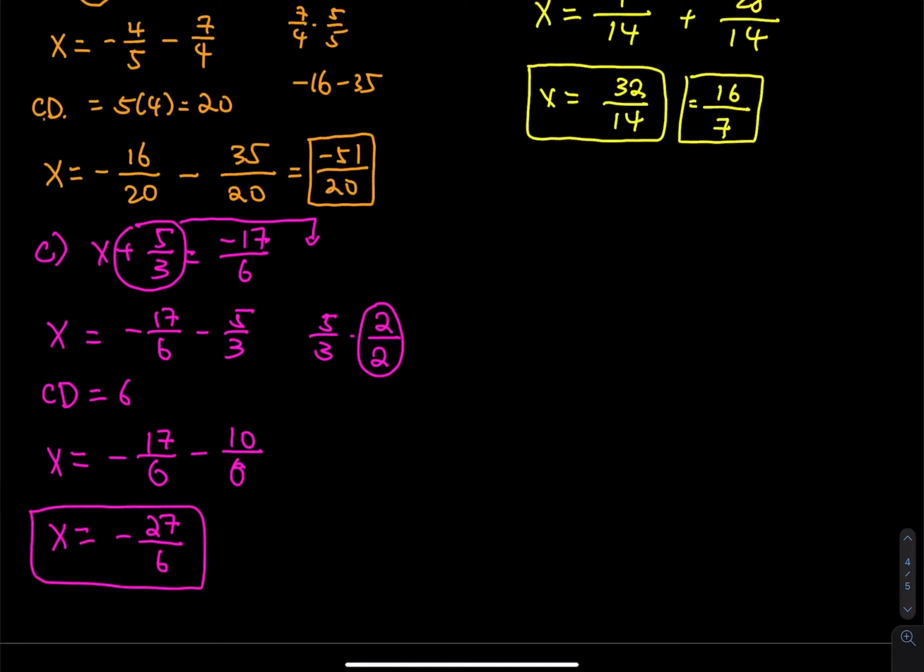This fraction can be reduced if you divide the top and bottom by 3. 6 divided by 3 is 2. 27 divided by 3 is equal to 9. So this is the fraction in reduced form.